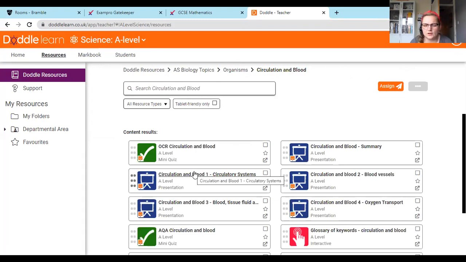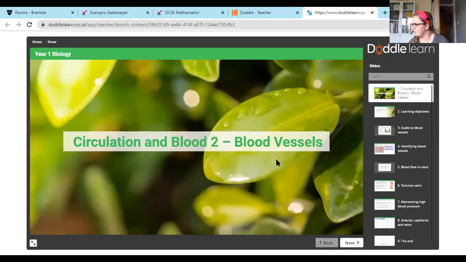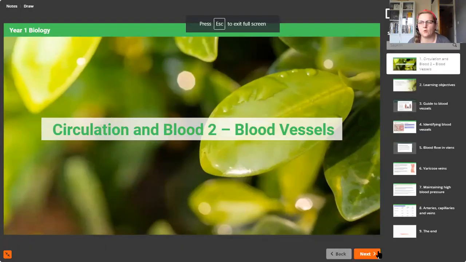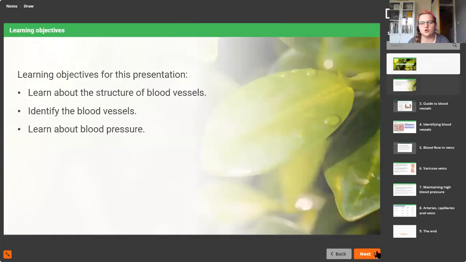We're just going to have a quick look at blood vessels. We've done the circulatory systems. So we're going back to humans now, a bit of a sidetrack and then back again. It's going to be a really quick overview of blood vessels, nothing really new to what you've learned at GCSE.